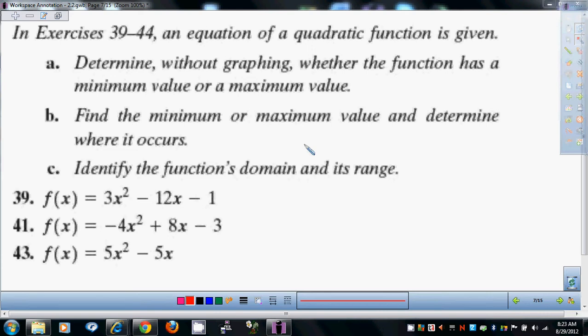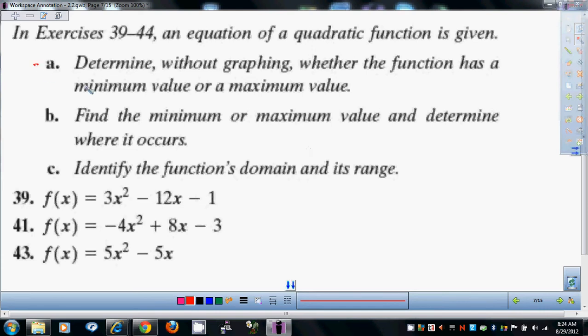Now, where is the minimum and maximum going to happen every time? At the vertex. They will always happen at the vertex. So, really, these are nothing more than what you've already done. Find the vertex. And that answers part B. That's where it's occurring. So let's just pick one of these and do it.